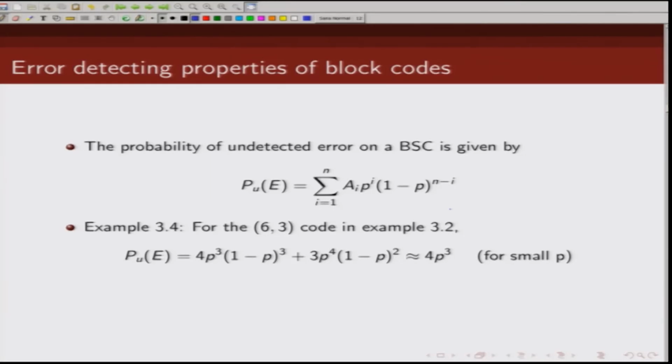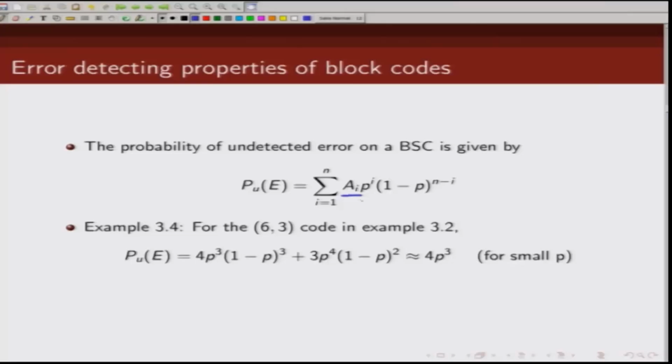So, that is why I have written it as: what is the probability that, when you are sending an all 0 code word, you get another code word of weight i? What is the probability that when I am sending an all 0 code word you receive a code word which has weight i? Now, that probability is given by, since we are considering a binary symmetric channel.